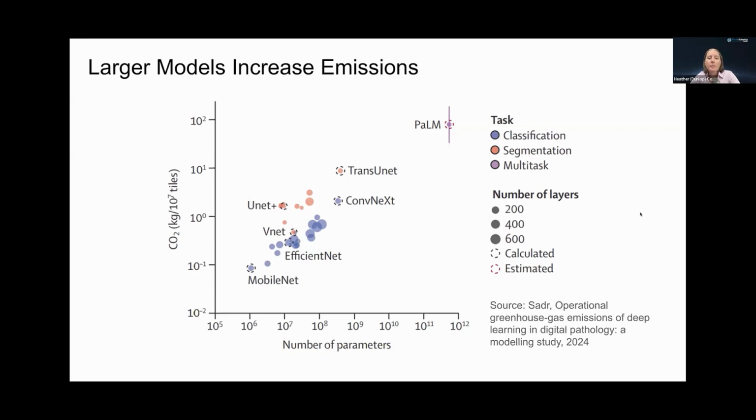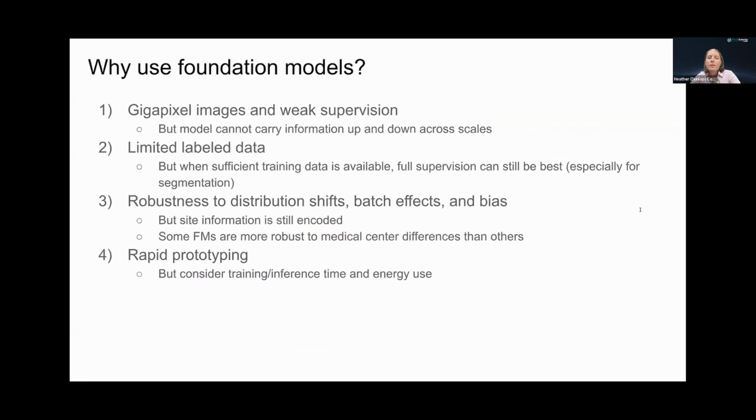Perhaps foundation models are best for initial prototyping with limited labeled data, or when you're using the same frozen embedding for multiple prediction tasks. So we've looked at 4 different reasons you might choose to use a foundation model. The first is with gigapixel images and weak supervision. This is one of the primary motivations for the initial development of foundation models for pathology, and is very much a great use for them.